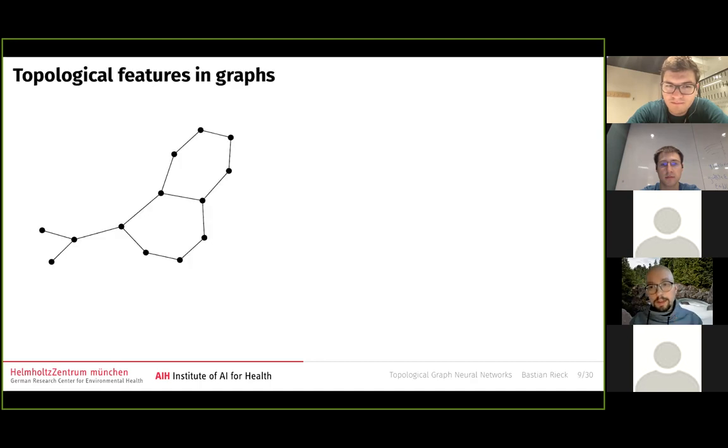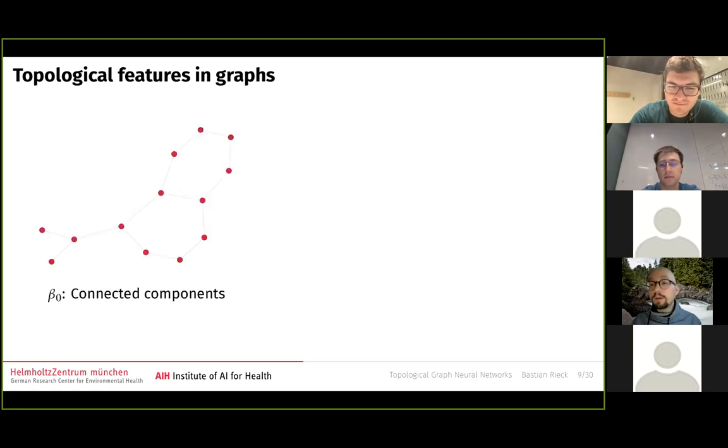And this is where we need to take a little bit of a step back and zoom out, and I'm now giving you a little bit of a topological introduction so that at least we're all on the same page when it comes to some of the things I will say later on. So given a graph like this one here, what are topological features in the graph? Well, on a rudimentary fundamental level, there are two types of features that I want to talk about.